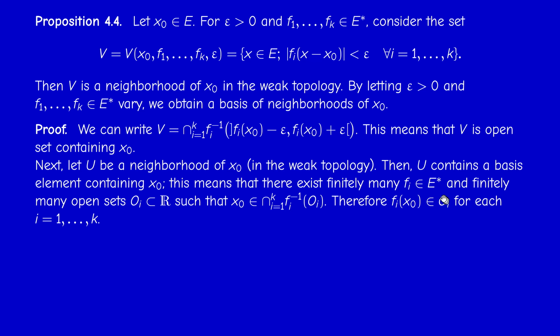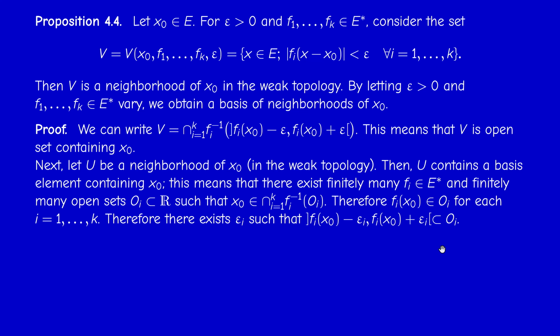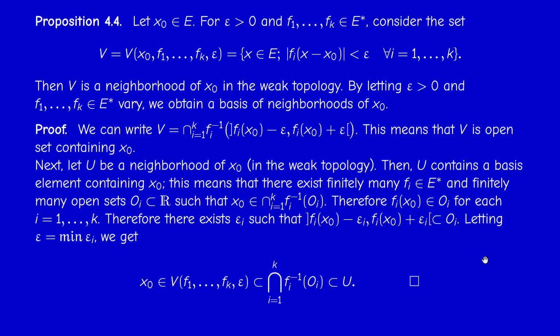So now we are working in R here. x0 is a vector, fi is a linear map, but fi of x0 is a number. So what does it mean that this number is in an open subset of R? It means, by definition, there is a ball or an interval in R of center fi of x0 contained in oi. So for each i I can find an open interval of radius epsilon i contained in oi. And now I just take epsilon to be the smallest of these epsilons from i equals 1 to k. Then I get that the interval from fi of x0 minus epsilon to fi of x0 plus epsilon is contained in oi.